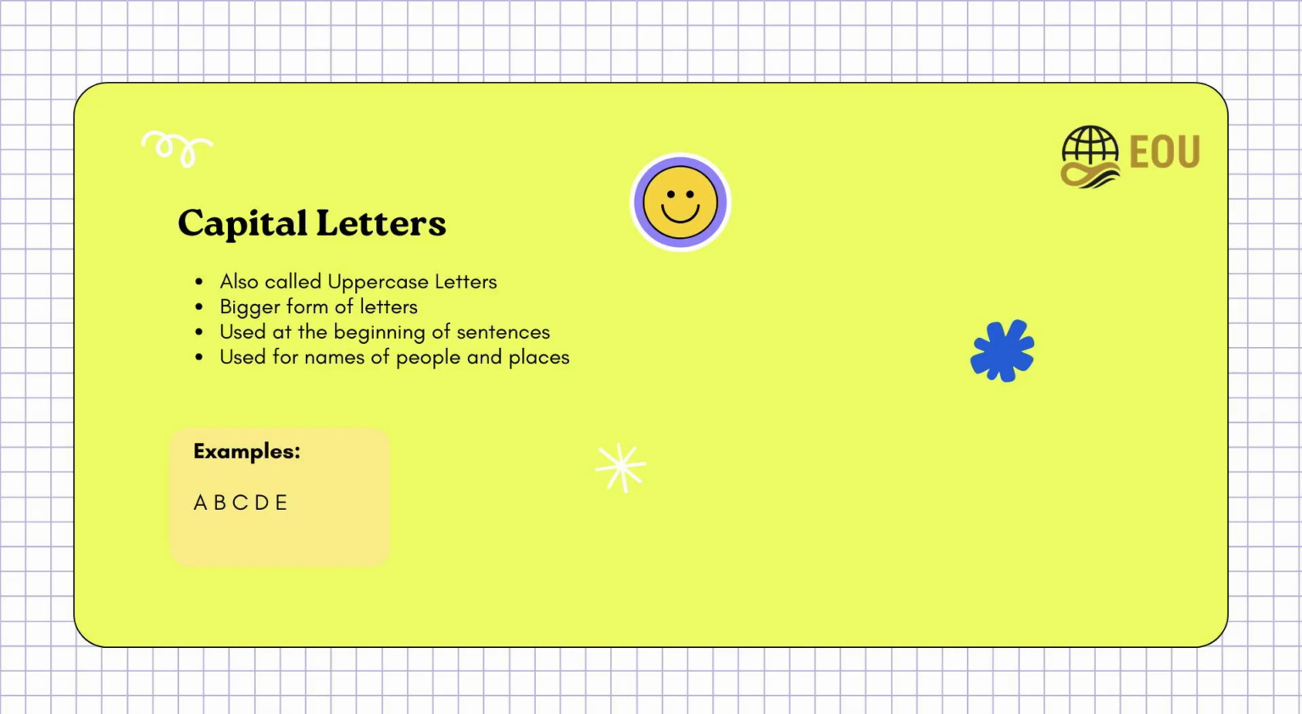Now let's learn capital letters. Capital letters are also called uppercase letters. They are the bigger form of letters. We use capital letters at the beginning of sentences and for names of people and places. For example, A, B, C, D, E. Now I want you to repeat these capital letters with me loudly.